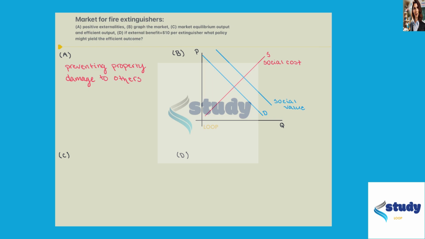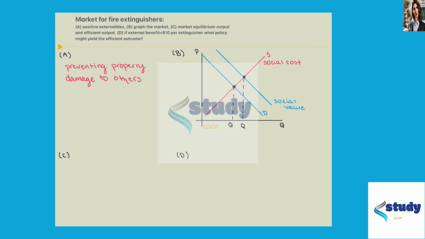And then if we wanted to identify our equilibrium outputs, which is what part C is asking us to do, we can see that we have two equilibriums that exist here. It's where the supply and demand curves intersect and where the supply and social value curves intersect. And we see a couple of different outputs that exist. So we have a quantity right here and then another one that is a little bit more.